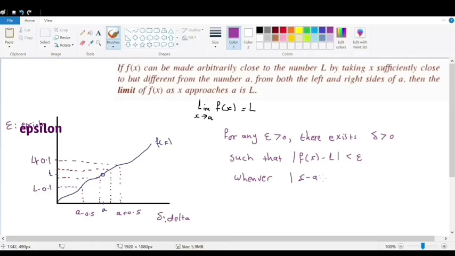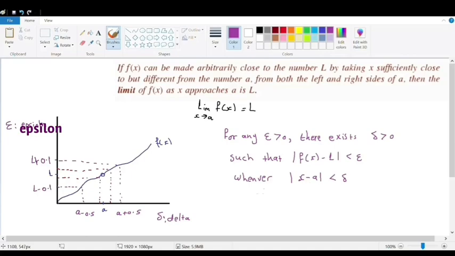So limit of fx when x approaches to a is equal L, that means for any epsilon greater than 0, taking any epsilon greater than 0 here. Here we take example 0.1. There exists a delta such delta greater than 0 also. So if we choose any epsilon greater than 0, we have to find a delta greater than 0, such that absolute value of fx minus L is less than epsilon. So our epsilon here is 0.1. Whenever absolute value of x minus a is less than delta, and our delta here is 0.5.